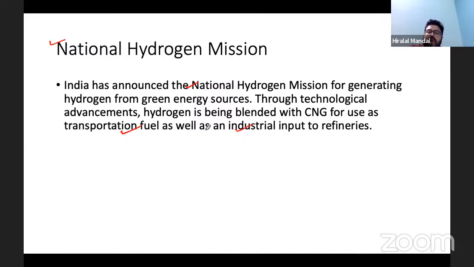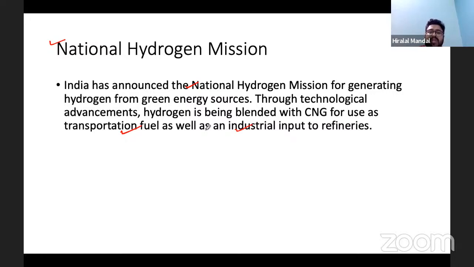It is hydrogen which can ensure this, because industrial units require more intensive power. So that is available through hydrogen. The government has already started promoting the National Hydrogen Mission, and there are already players in the market who are visualizing the creation of hydrogen energy in the country.